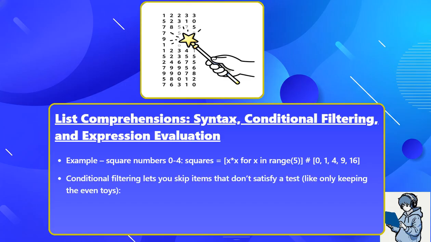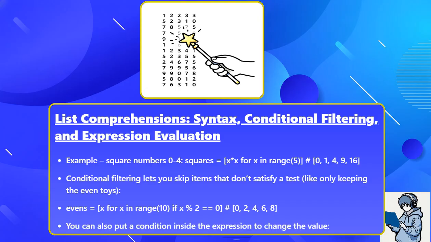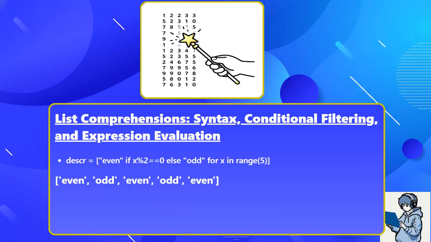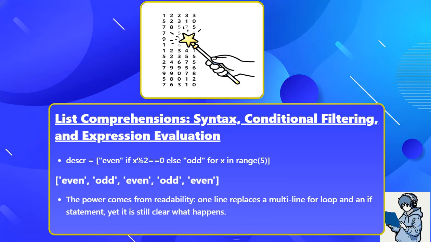Conditional filtering lets you skip items that do not satisfy a test, like only keeping the even toys: evens = [x for x in range(10) if x % 2 == 0] # 0 2 4 6 8. You can also put a condition inside the expression to change the value: labels = ["even" if x % 2 == 0 else "odd" for x in range(5)] # even odd even odd even. The power comes from readability: one line replaces a multi-line for loop and an if statement, yet it is still clear what happens.